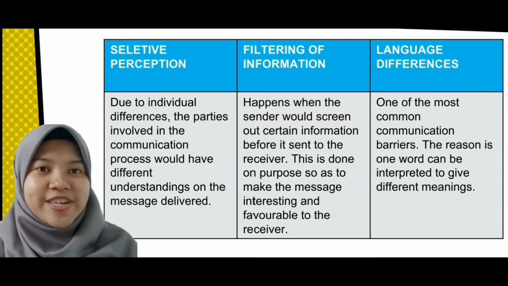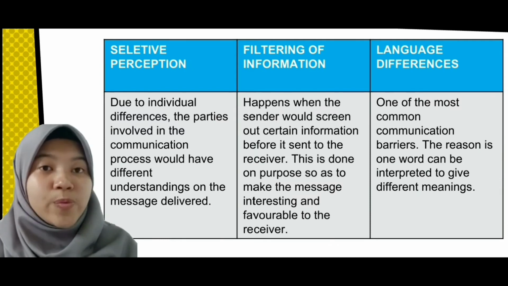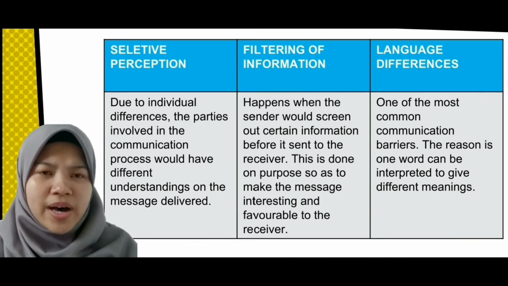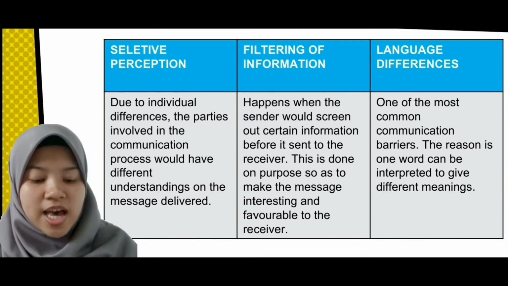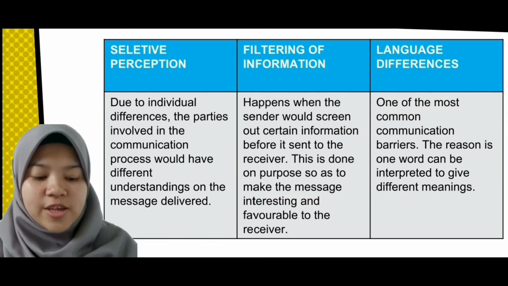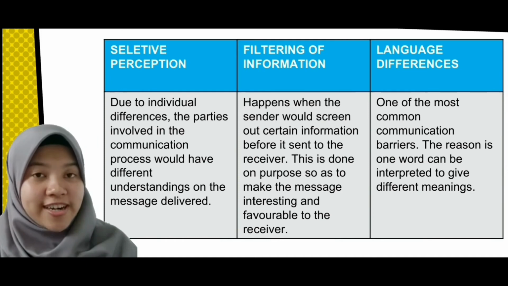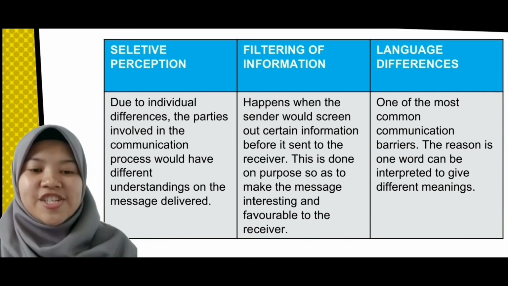Thirdly, language difference. Language differences are one of the most common communication barriers. The reason is that one word can be interpreted to give different meanings. This may seem like a minor obstacle, but even people who speak the same native language can have difficulty understanding each other if they are from different generations or different regions of the same country. Slang, professional jargon, and regional colloquialisms can hurt communication even with the best intentions.